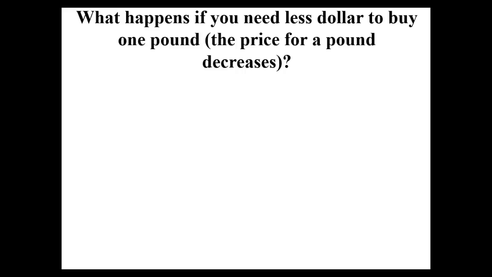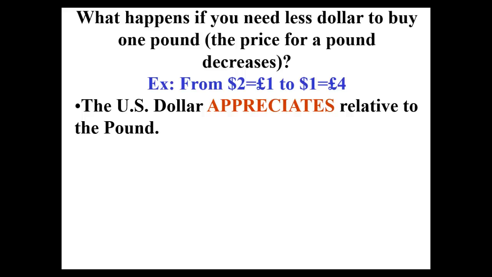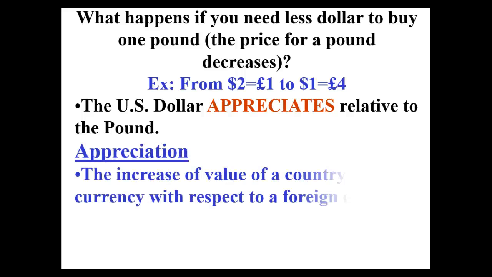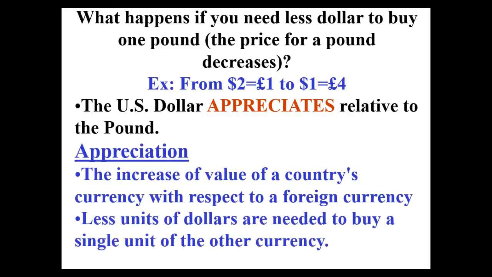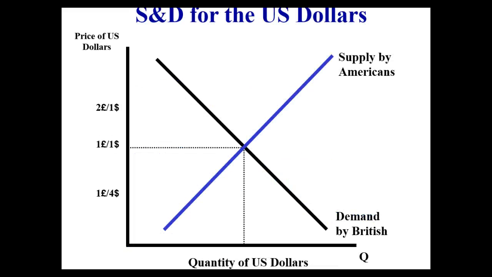What happens if you need fewer dollars to buy 1 pound, so the price of a pound decreases? Well, we say the US dollar appreciates relative to the pound, and appreciation is just the increase of value of a country's currency with respect to a foreign currency. You need fewer dollars to buy a single unit of another currency, and you say that the dollar then is stronger. And this is what the market graph looks like: supply and demand for dollars.